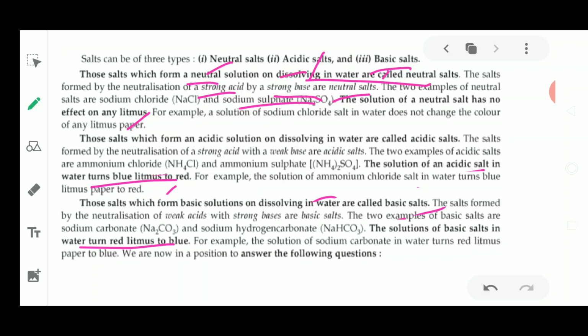Okay, so this was all about the neutralization reaction, the neutralization reaction in everyday life, and the different types of salts: what the components of salt are, and how many types of salts are obtained by using a weak acid and strong base, a strong acid and weak base, and neutral salts by using a strong acid and strong base. So these were the types of salts we have discussed in this chapter. With this, your chapter on acids, bases and salts is over.